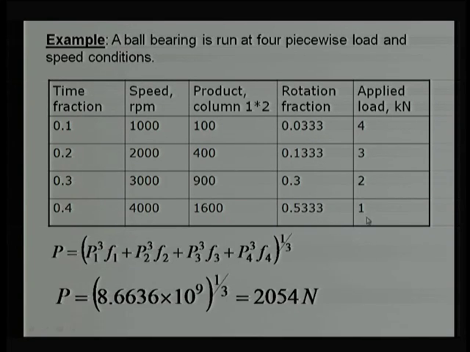And this can be shown here. The major chunk of time is spent between 1 and 2, and sometimes at 3. So the average comes somewhere here. It's not in between, it's not 2.5, because the fraction of time spent at 4 kilonewton and 3 kilonewton is much lesser than this fraction. So this is the equivalent load carrying capacity. We can utilize this to find the overall life of the bearing.